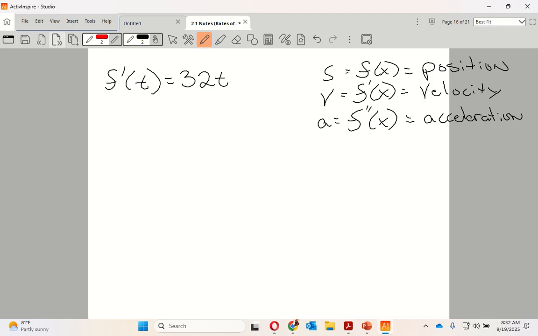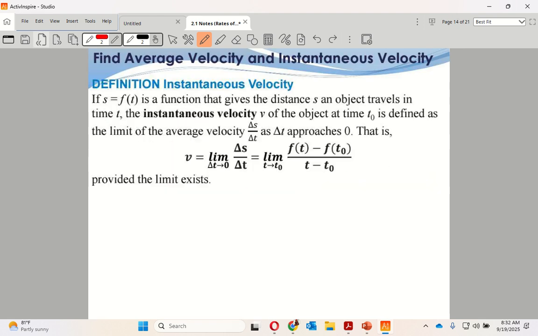So after 1 second, it's going to ask for f prime of 1, which is going to be 32. Now for my velocity, you have to label your units. What are the velocity units? Is it feet or meters?